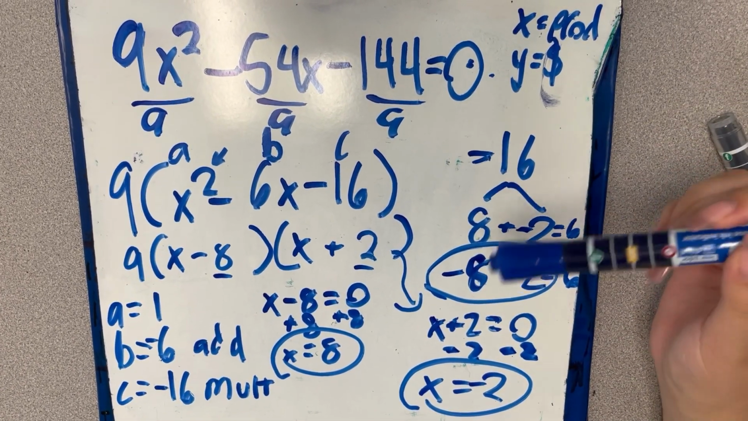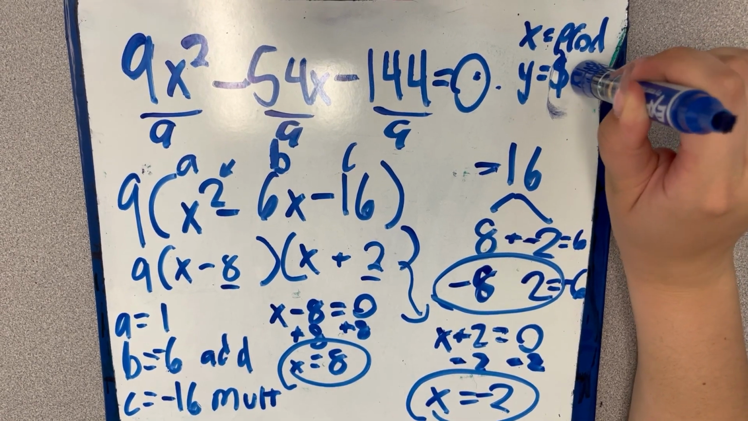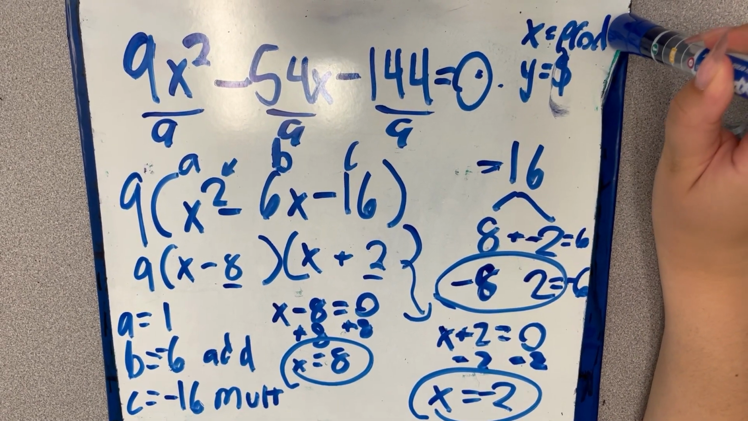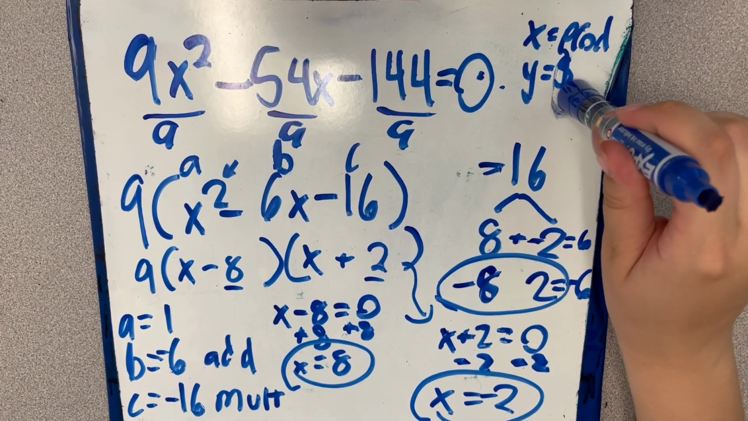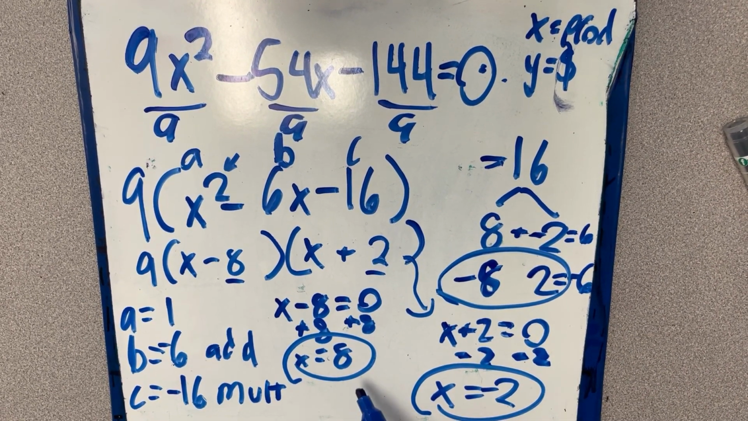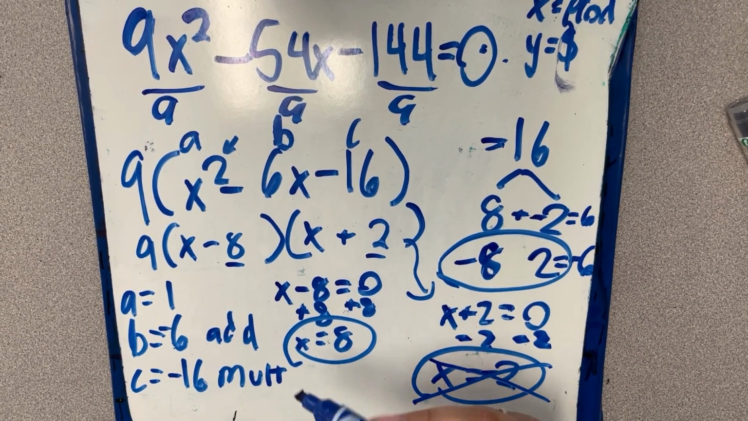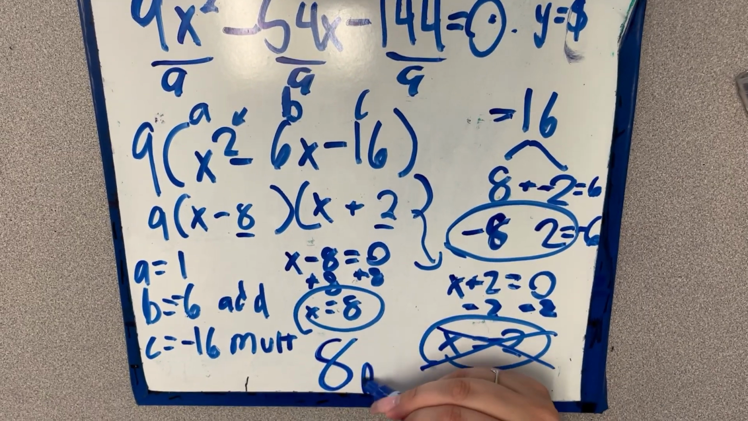If we come back to the original question, it's asking us how many products they can sell for their profit to equal 0. It's either going to be -2 products or 8 products, and you cannot sell -2 products, so that's out. So our answer is going to be 8 products.